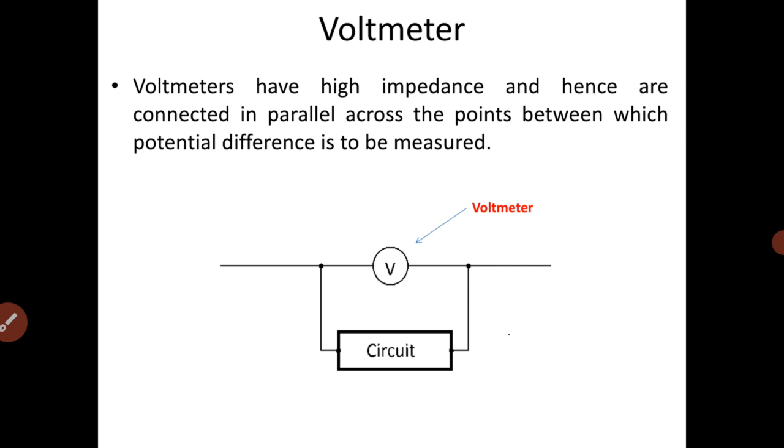There are some basic reasons behind why we have to connect the voltmeter in parallel only, not in series. An ammeter is always connected in series, not in parallel. That can be discussed in the next slides.